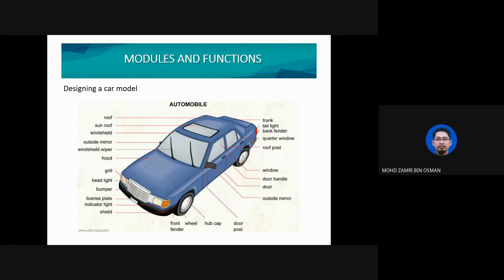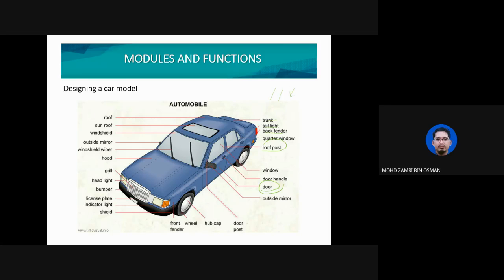Here are more details regarding how we can design a car. We have different parts. We have a door, and the function of the door is to make sure the passengers have safety. We don't want an open door while driving, and if it is raining, the inside of the car is not wet. We also have a trunk, tail light, back fender, quarter window, roof board, and so on. Each of these components has a specific function.